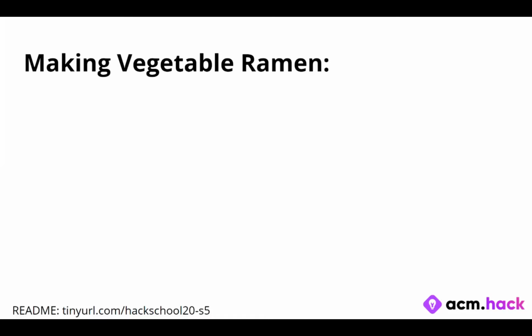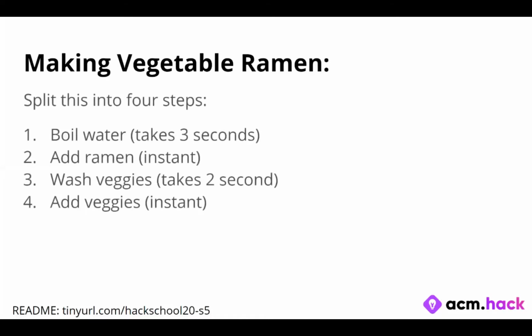So let's split making vegetable ramen into 4 steps. We first boil the water. Let's say this takes 3 seconds, and then we can add the ramen. This is instant. It doesn't take any time to add ramen. And then we can wash vegetables, which takes 2 seconds, and then we can add the vegetables. This is instant as well. What stove do you have and where can I get it? Yeah, anyways.